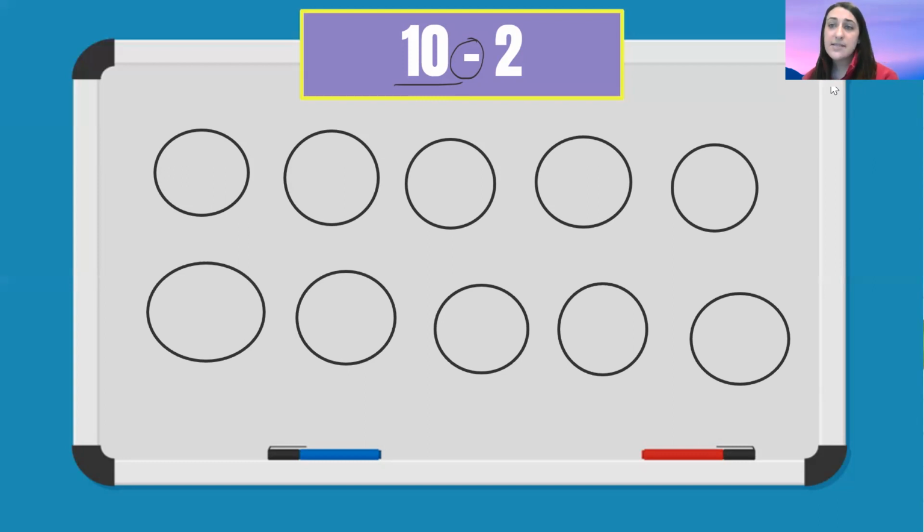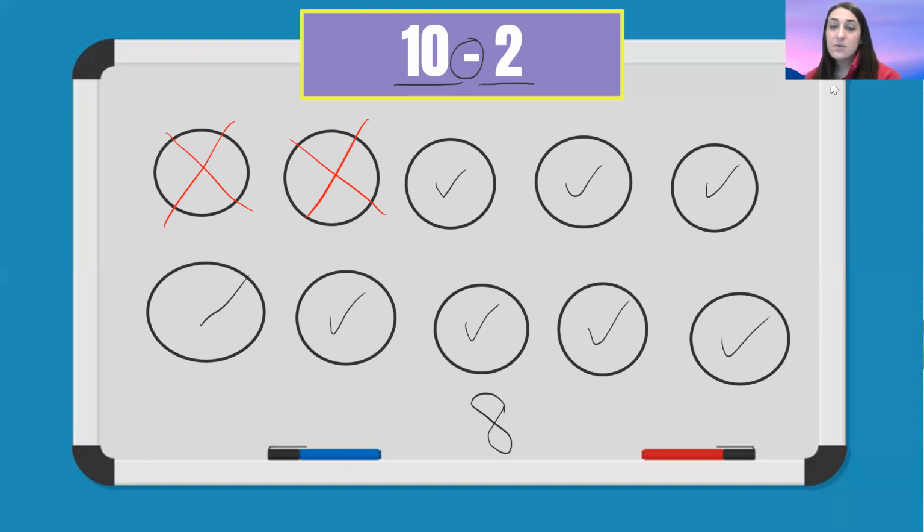Now the other number tells us how many we're going to take away or cross out. So we're going to cross out 2 circles. Let's do that together. 1, 2. In order to get the answer to this problem, we need to see how many are left over. So let's count how many circles are left. 1, 2, 3, 4, 5, 6, 7, 8. That means 10 minus 2 equals 8.